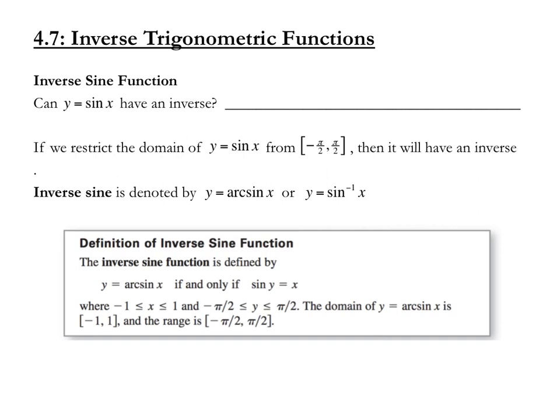So the first question is, can sine have an inverse? If we go back to what we learned in chapter 1, the graph of sine looks like this. In order to have an inverse function, we need to make sure that it passes the horizontal line test. If we look at that, it does not pass the horizontal line test. So sine cannot have an inverse because it doesn't pass the horizontal line test.